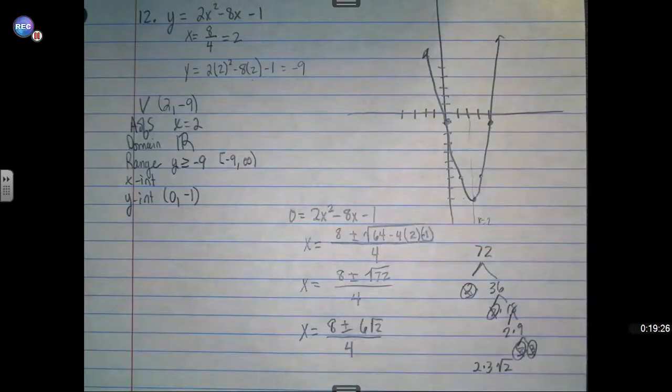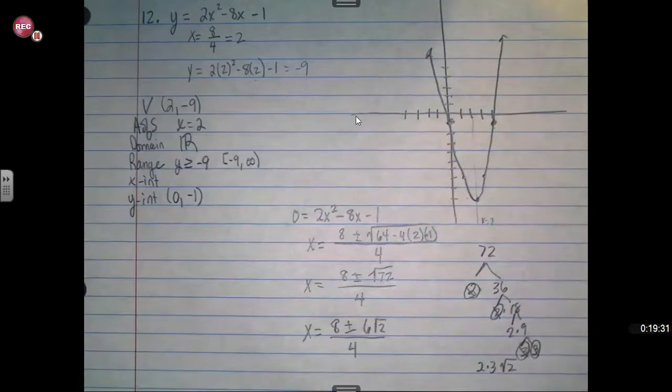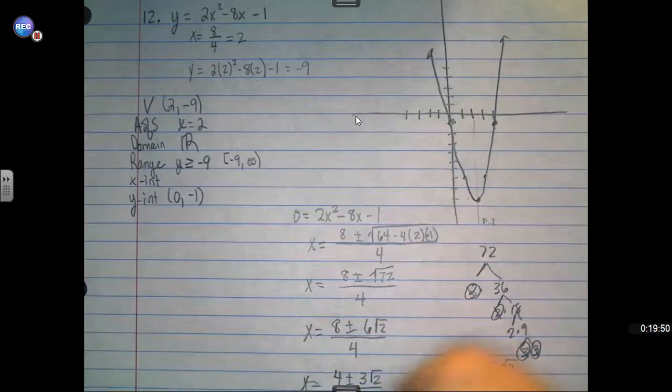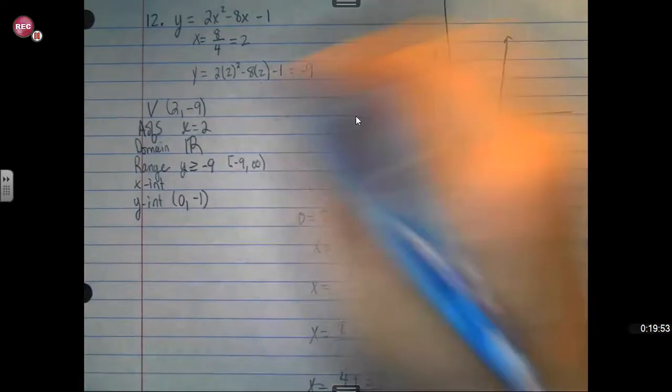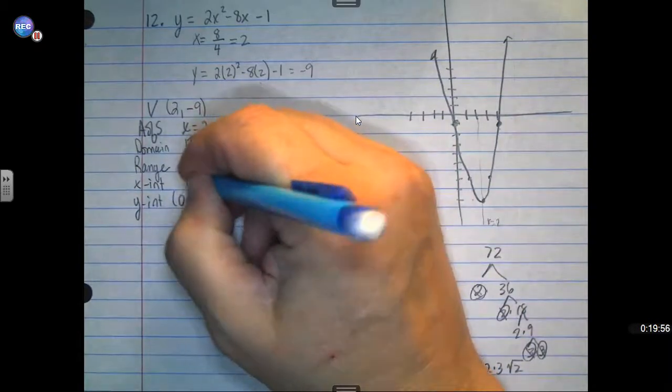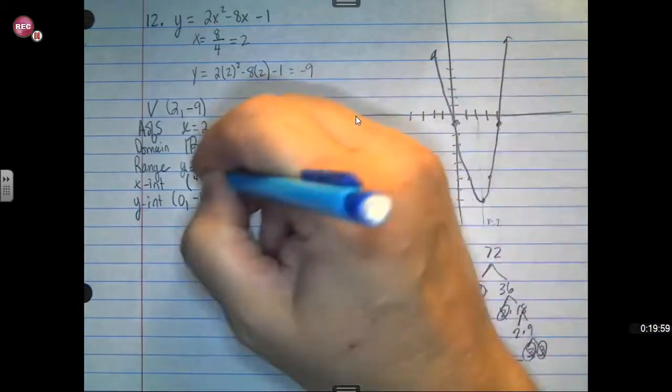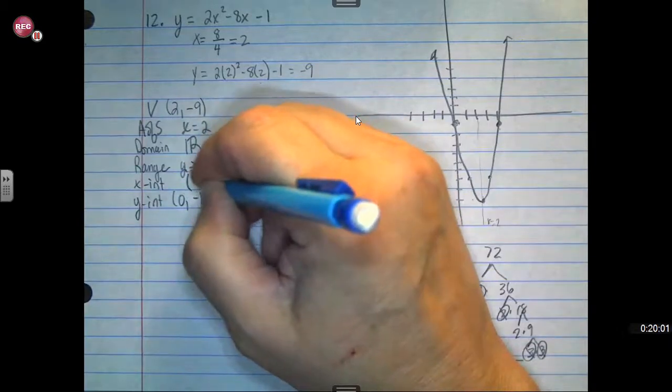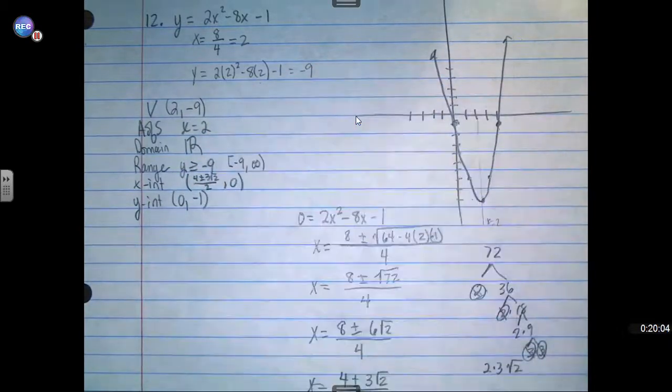Then again, on that quiz we took over the section where we worked on the quadratic formula, some people left their answer like that, and you can't. It reduces. You have to reduce that. And so we reduce everything by 2. So we get 4 plus or minus 3 square root 2, all over 2. And those are our x-intercepts. So we write (4 plus or minus 3 square root 2) over 2, comma 0. It takes care of both of them.